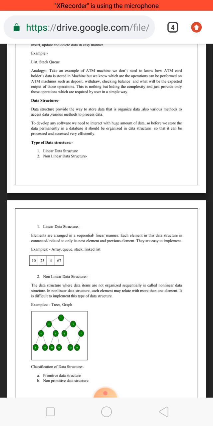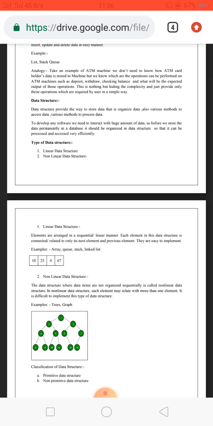Which are the linear data structures available to you, like array, queue, stack, linked list? You don't need to know linked list, stack, and queue yet. You just know array, so better you just remember array. Array means you are storing data in a linear fashion: first data, then second data, third data, fourth data. There is no complexity in storing the data. You just take the data and store it in the next address. That is a linear data structure.